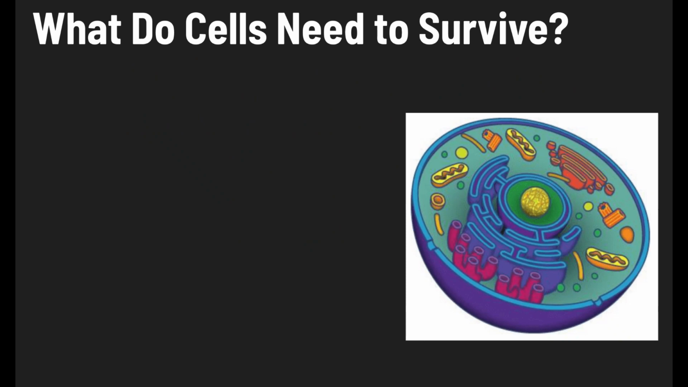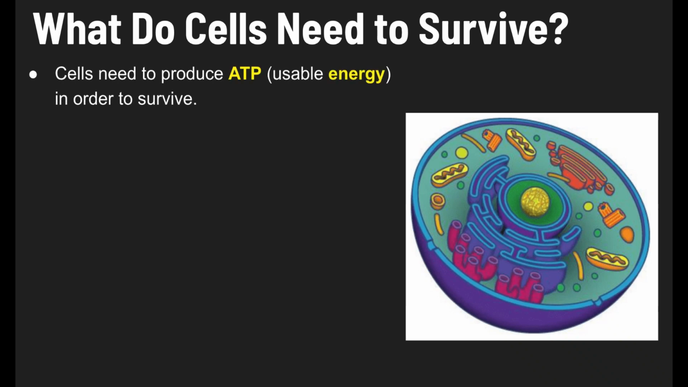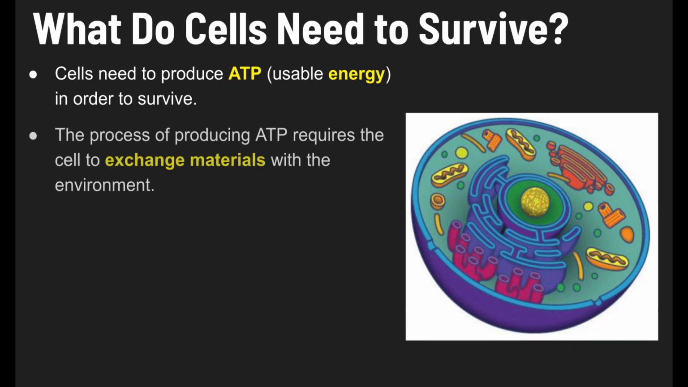So, what exactly do cells need to survive? Well, cells need to produce ATP. That's a usable form of energy for the cell. They need that energy in order to survive. And the process of producing ATP requires the cell to exchange materials with the environment that it's in.